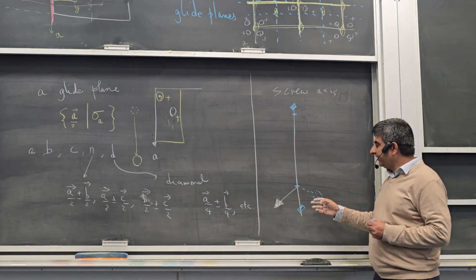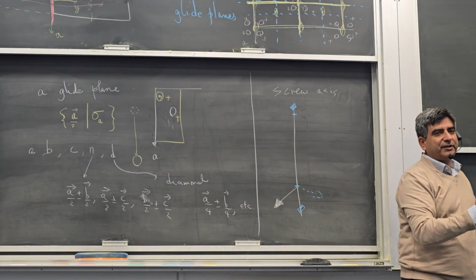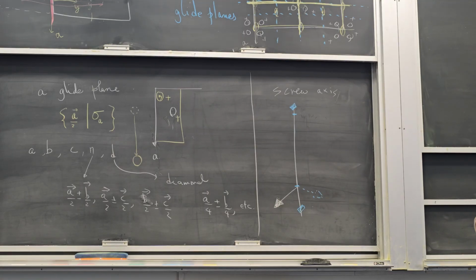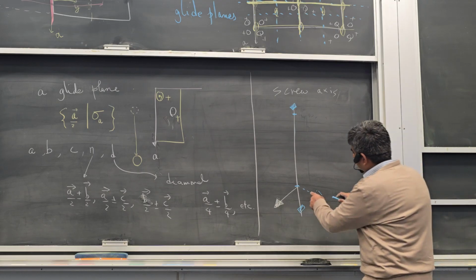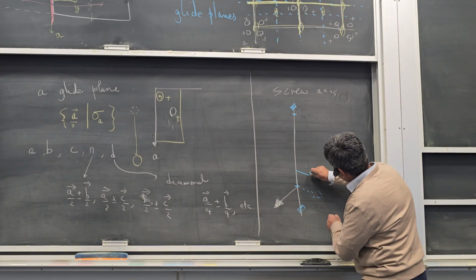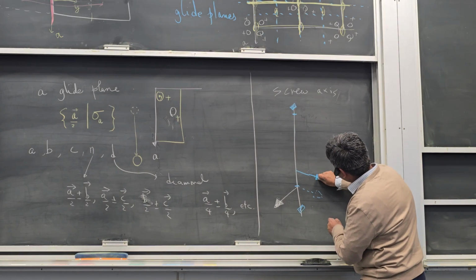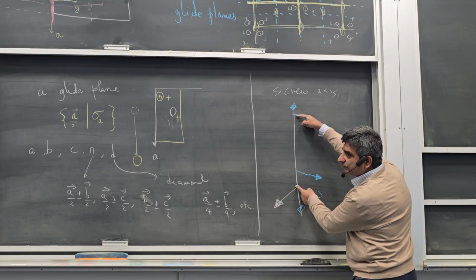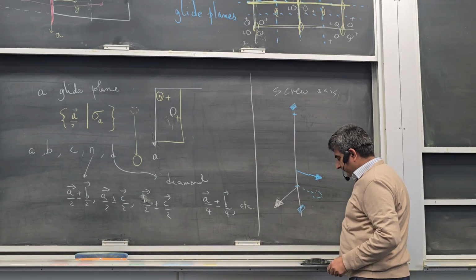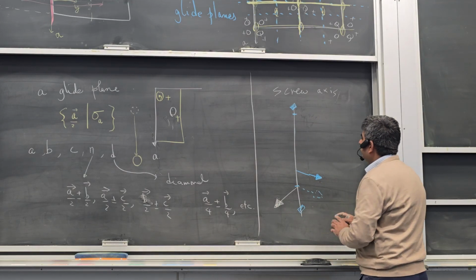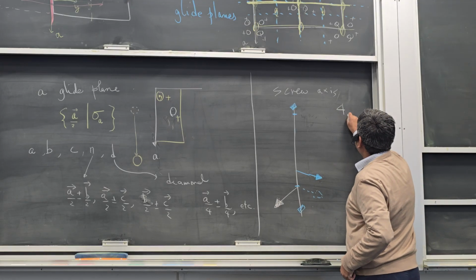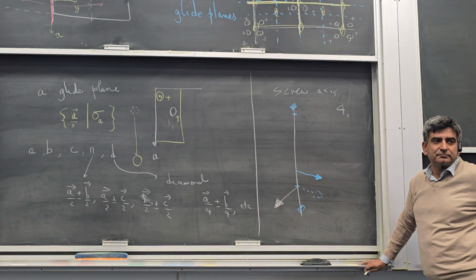But now, in addition to a rotation by 40 degrees, I move along the length of the axis of rotation by a quarter of its length. So I do this rotation and then I move up by 1/4 unit. This is 1/4 of the overall length. So this is a 4_1 screw rotation.